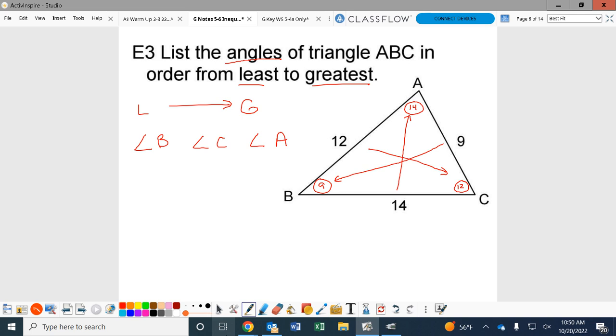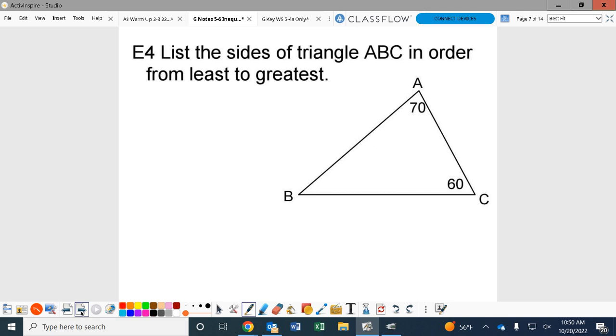Questions? Okay, let's do it again. Tell me what's different about example 4 than example 3. What are we putting in order? Sides. So before you do anything, draw the 3 segment bars so you don't forget that it's the sides you're putting in order, not angles. We are still going least to greatest.